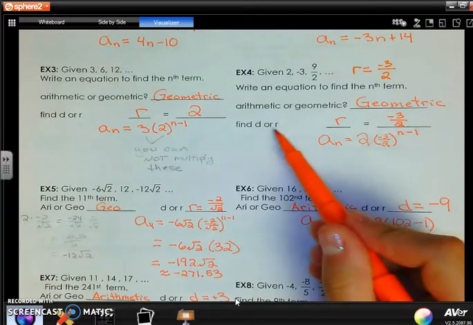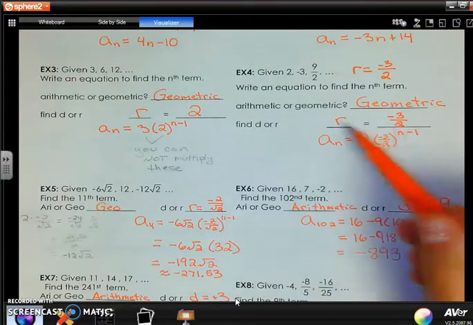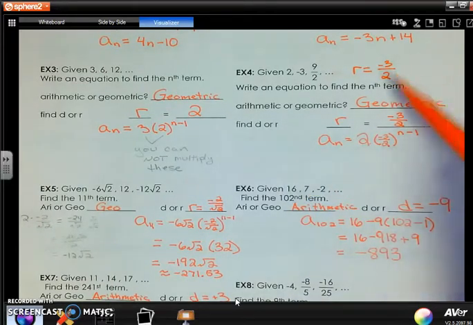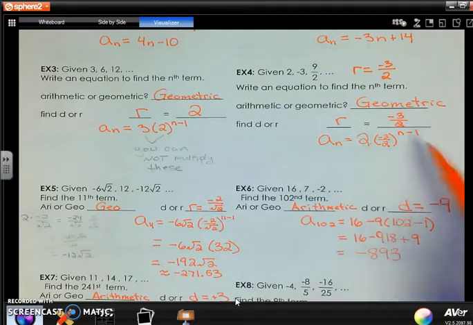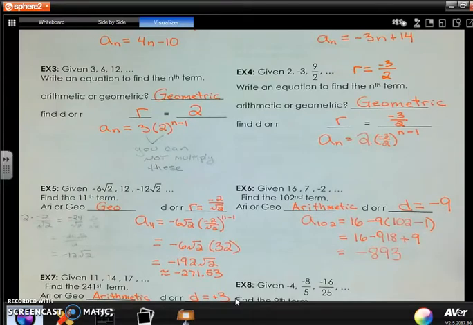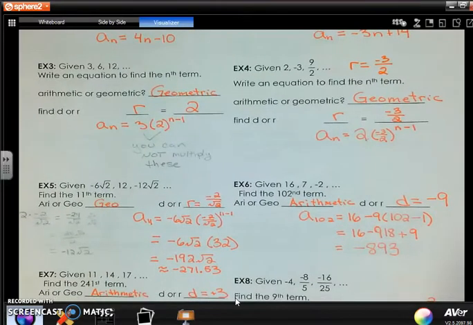Since it's geometric, you have an R value, not a D value. And we already concluded that that was negative 3 over 2. And so you're just dropping that into the formula. You cannot clean that formula up anymore. That's as clean as you can get it.